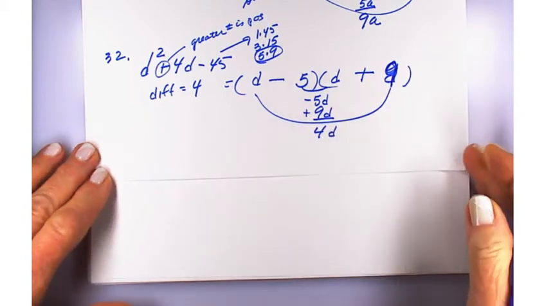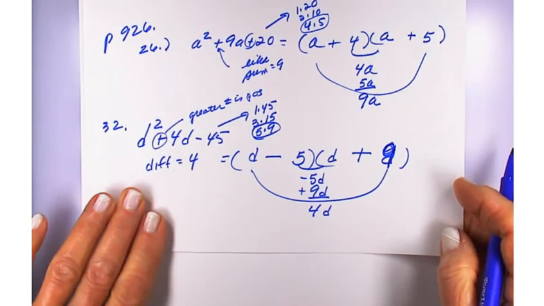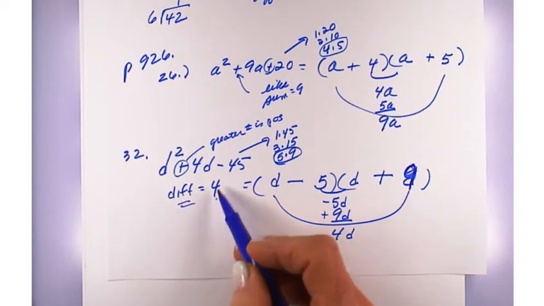Okay? So, and also if you prefer the box, of course, I needed a difference equal to 4 because that was negative.